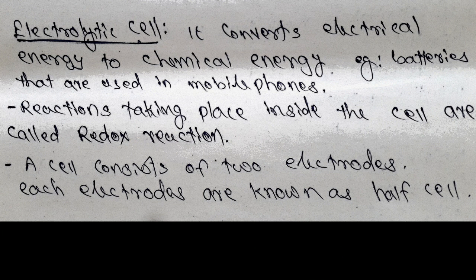The basic difference between them: electrochemical cells convert chemical energy to electrical energy, and work without an external supply of energy. They produce energy by themselves. That is electrochemical cells.